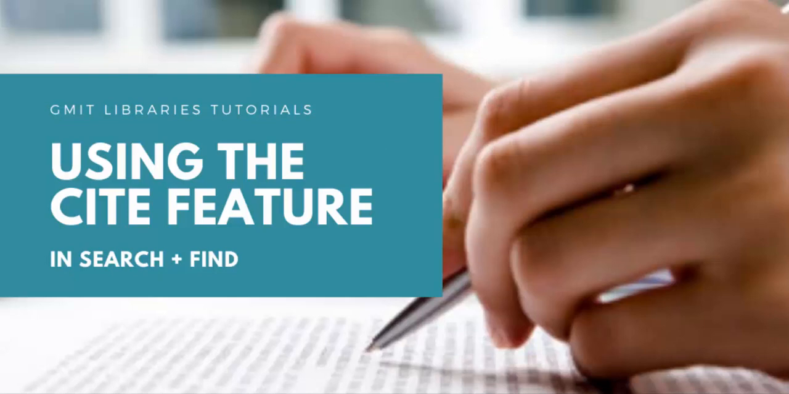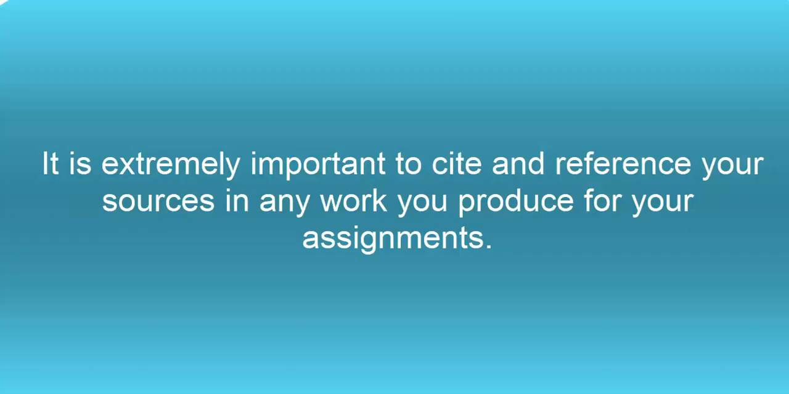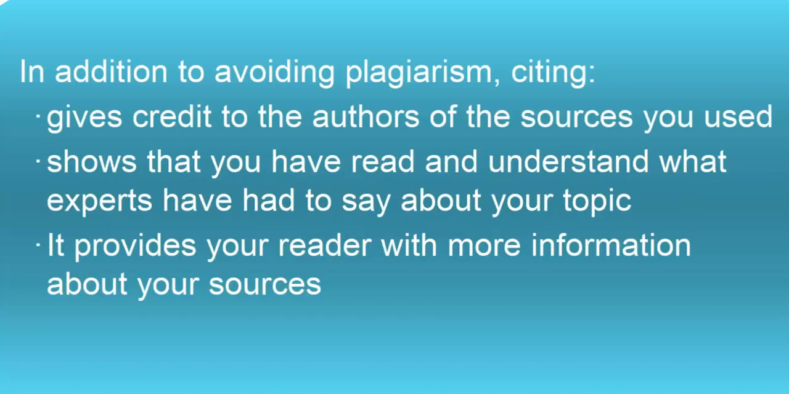Welcome to this short tutorial demonstrating how to use the Cite feature in GMIT Libraries Search and Find. This great citation tool lets you easily cite the books, articles and other items you find in the library. This is really useful because you have to cite all the sources you use in your assignments, as you must give credit to the work of others.